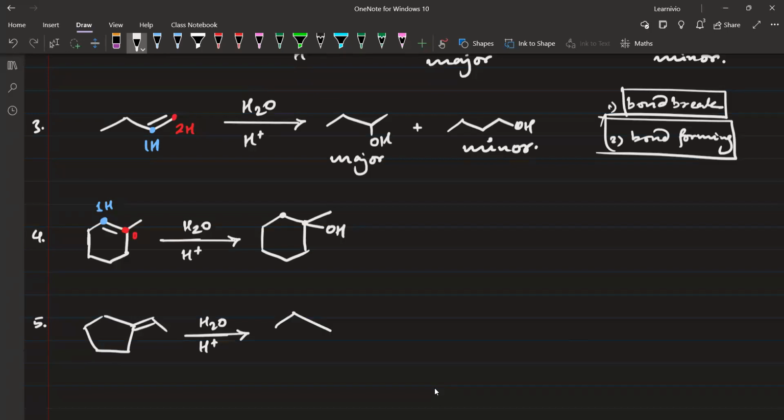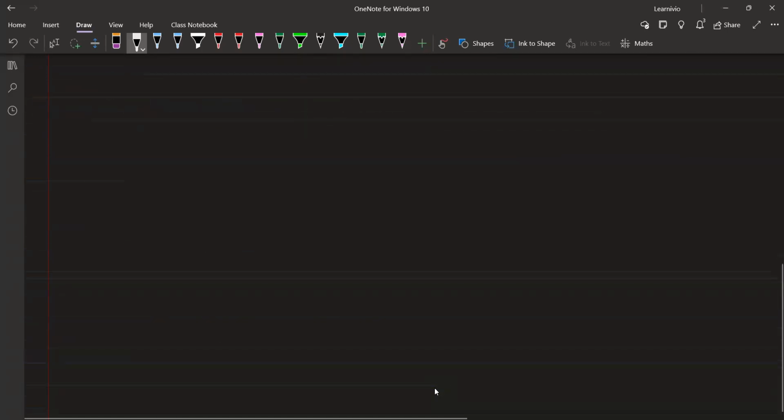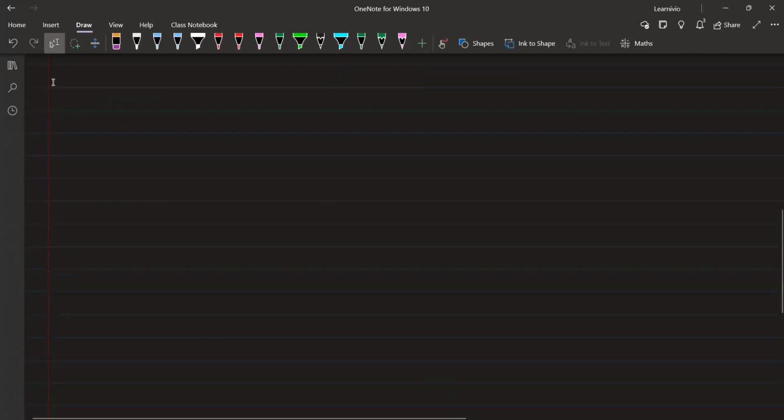So here the correct answer would be everything as it is without the double bond. Now here if you see 0 hydrogens, here if I see there is 1 hydrogen, so very good. You have added the OH here. है ना? बहुत सही. चलिए, there is another question. Please try this.